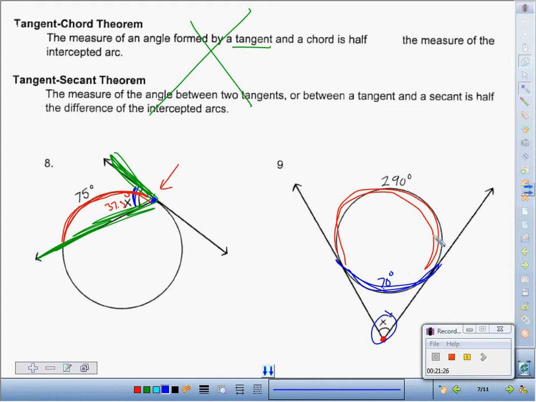Hopefully that makes sense. Now that you know these two arcs, since that angle is outside the circle, you're going to subtract and divide by 2 then. So 290 minus 70 is 220 degrees. Divide by 2, that means that angle is 110 degrees. Which is a horrible picture because that angle, the way it's drawn, looks acute, and 110 degrees is obtuse, but who cares about the picture? It's all about the proper mathematics.